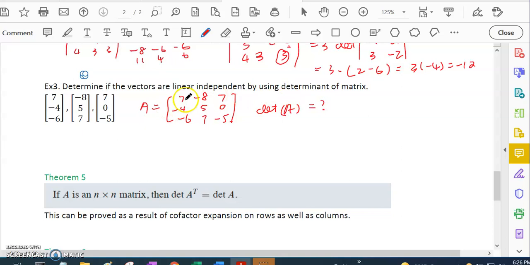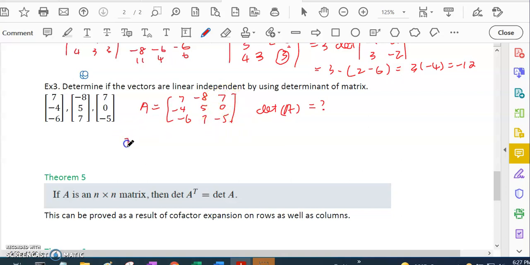Now, can I use an elementary row operation? It's not easy. Can I factor anything? It's also not easy. So this is something where we might need to be stuck with cofactor expansion if we're doing it by hand, right? So we have 1, 0 here. We'll expand along 7 and -5.